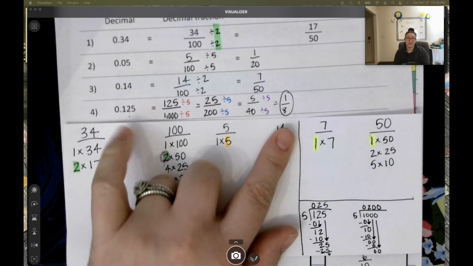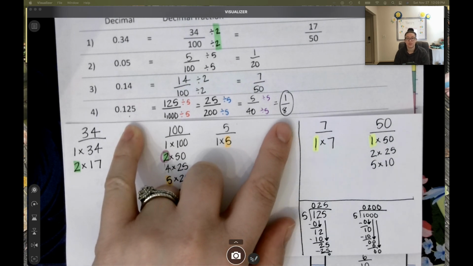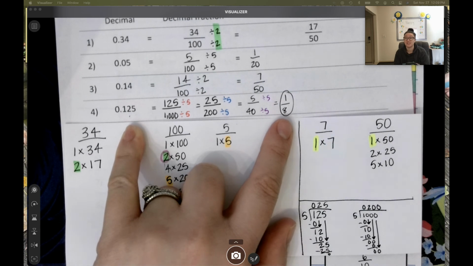1/8 is 0.125. It's part of those benchmark fractions that we've talked about. If you have those memorized, this is going to help you out a lot.